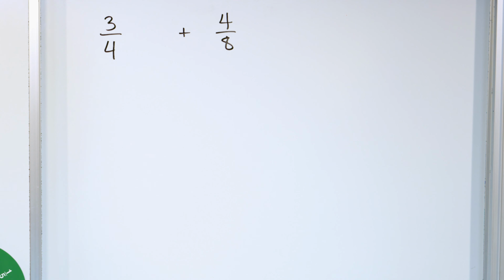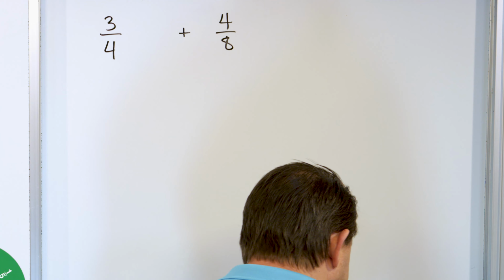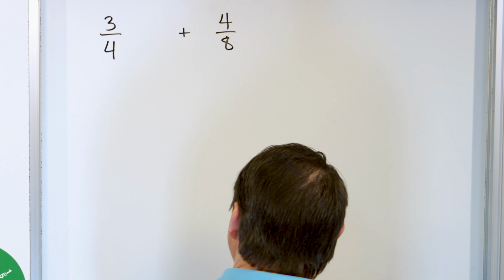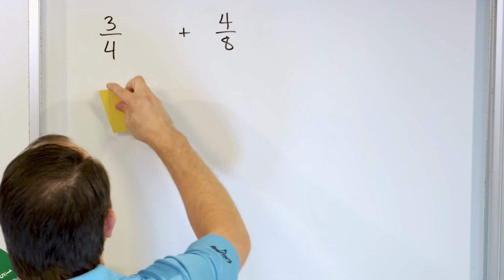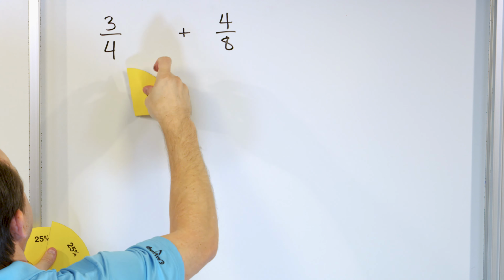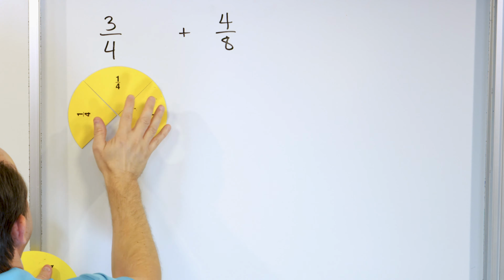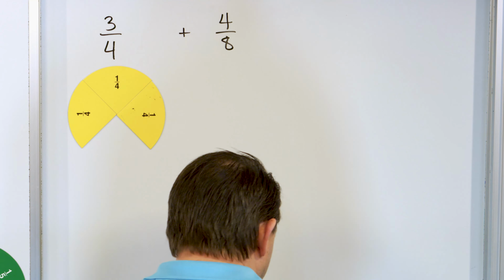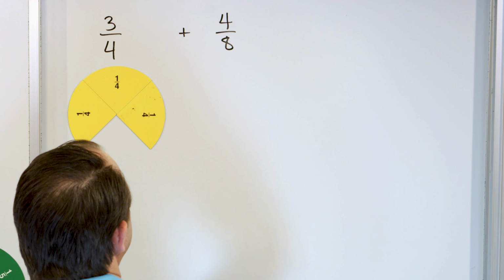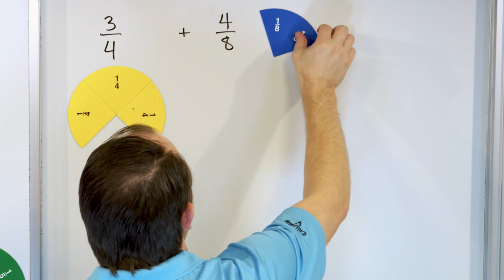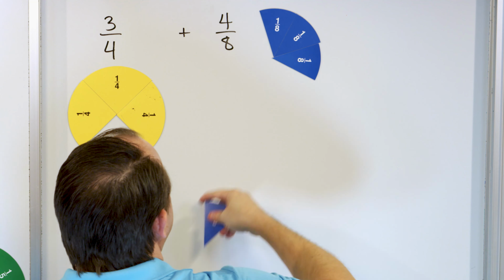Before we go any farther, let's see what 3/4 looks like, and let's see what the other fraction looks like as well. So 1/4 right here, then 2/4, 3/4. This is what 3/4 looks like, and we're going to be adding it to 4/8. So here's 1/8, 2/8, 3/8, 4/8.